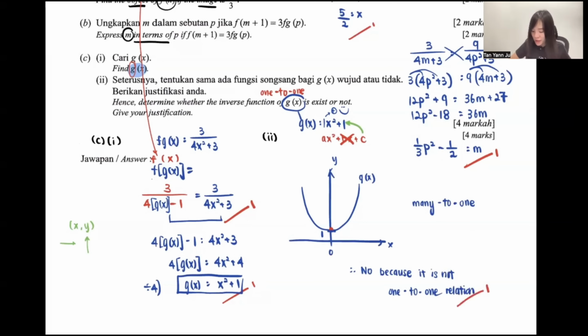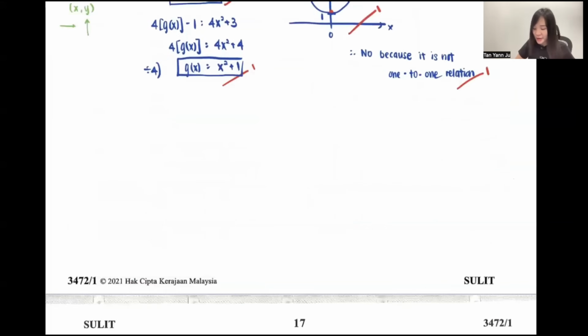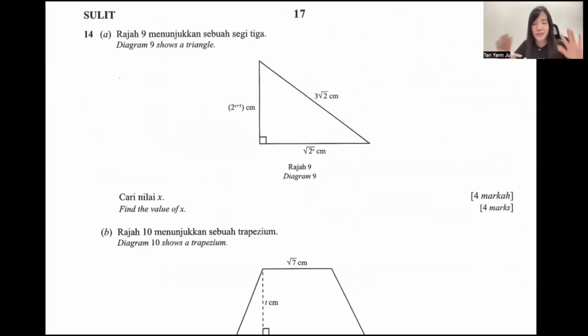This answer, 1 mark. This drawing, 1 mark. Yes, the drawing, they do give you marks. And this whole question is worth 8 marks. Done. Cannot move on yet. 5, 4, 3, 2, 1. Stay with me. 2 more questions. Very fast. Okay. Next, they say 14a.